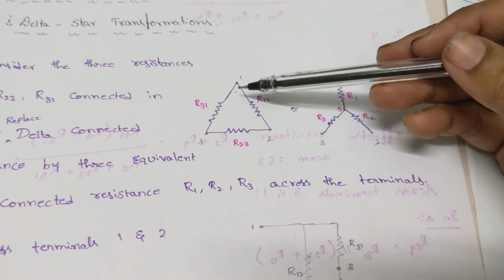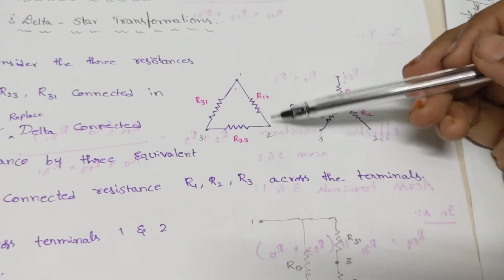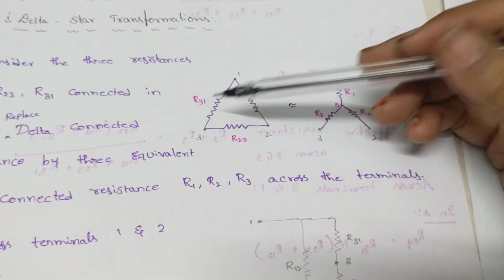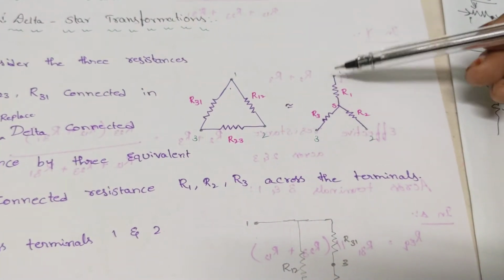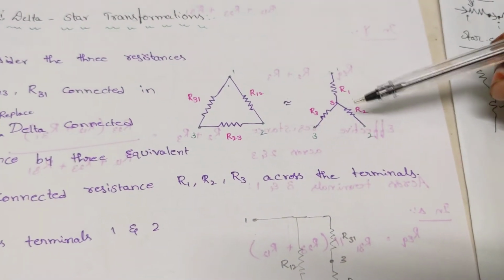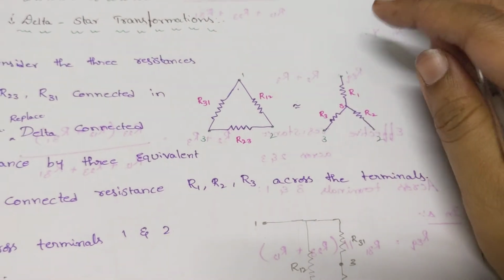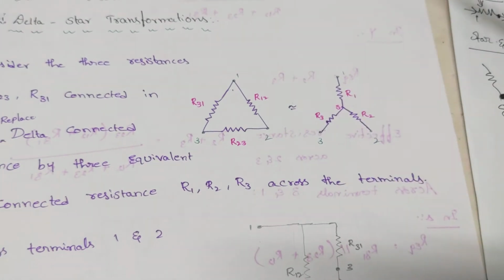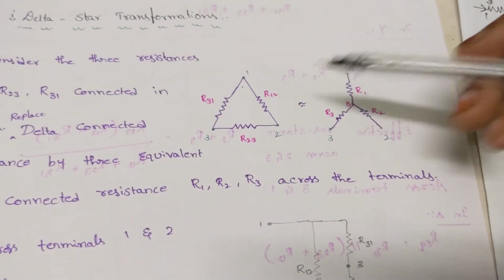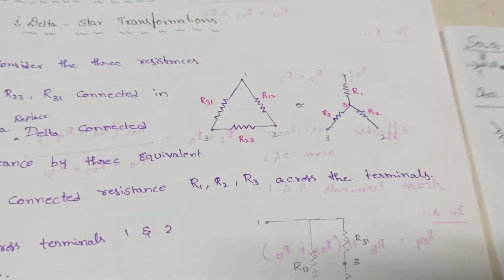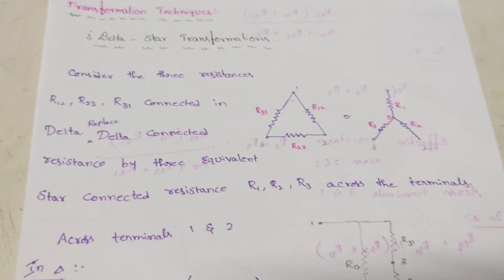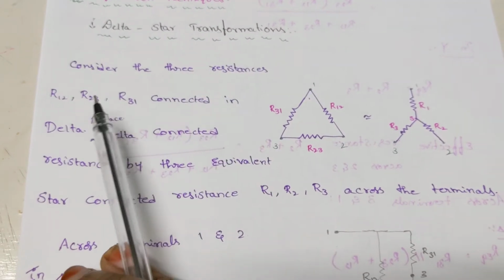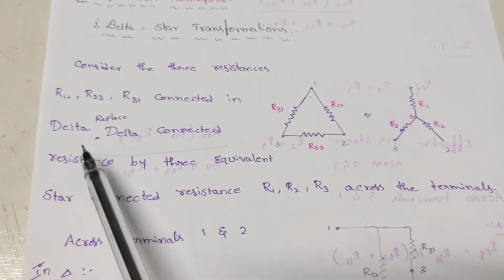So the resistance between the nodes is given by R12, R23 and R31, and for the resistors connected from 0 to the nodes, it is given as R1, R2 and R3. I hope it is clear how R12 comes for delta: between nodes 1 and 2 the resistance value is R12. The same thing is represented here, considering the three resistors R12, R23 and R31 connected in delta.